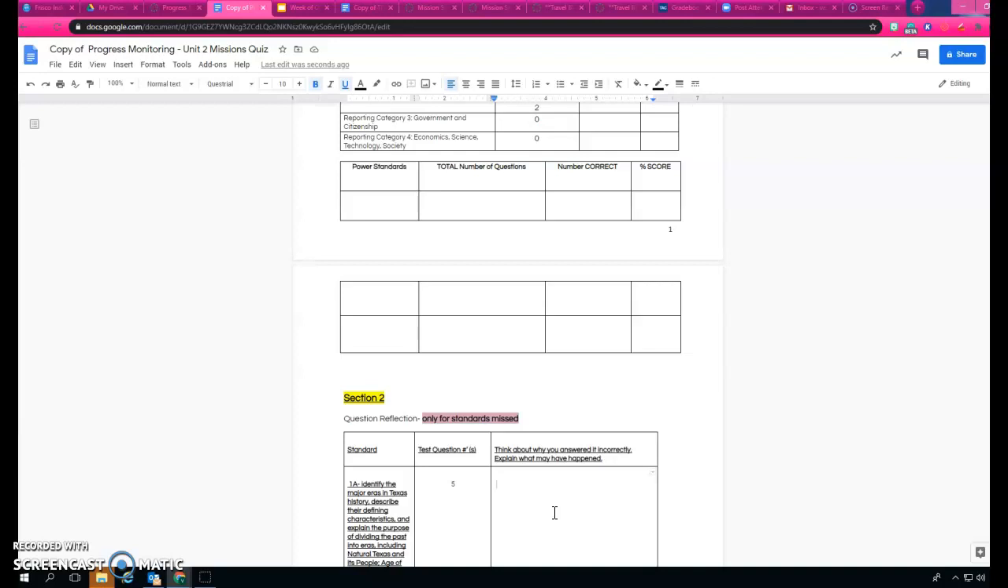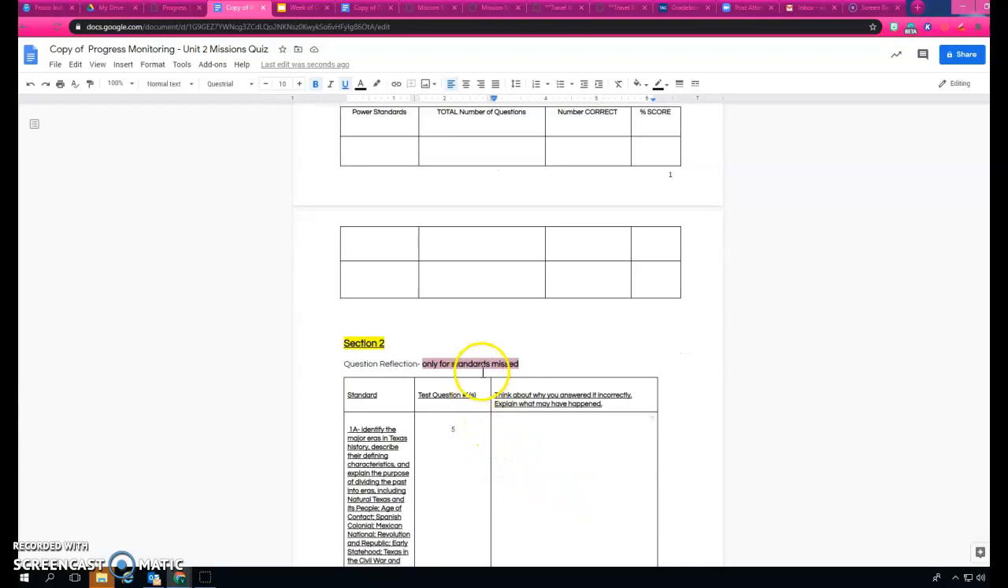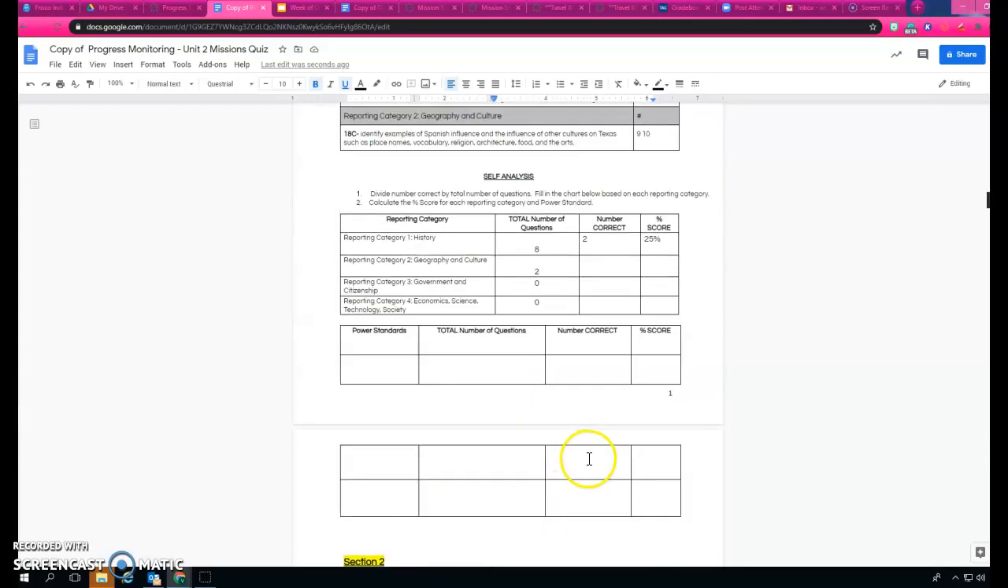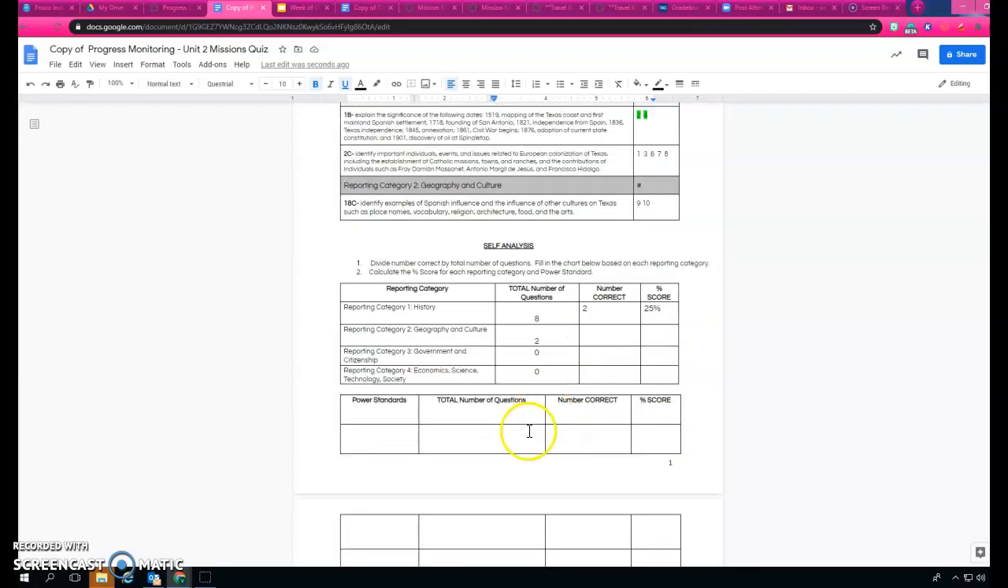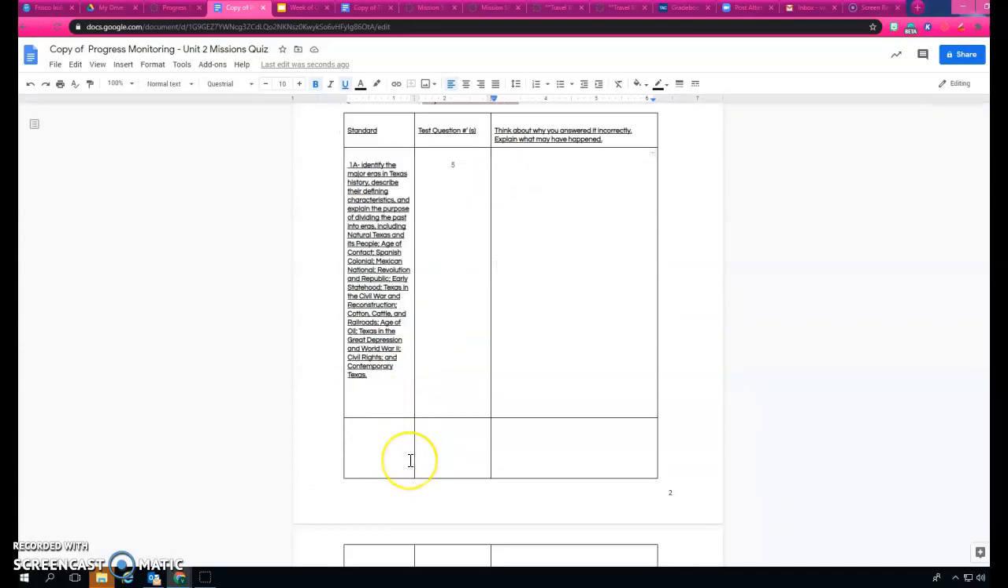Okay, so be more descriptive. You're going to do that for the standards that you missed. I would also continue to do standard 2C and 18C because I didn't get either of those right either. So I would do the same thing on this chart.